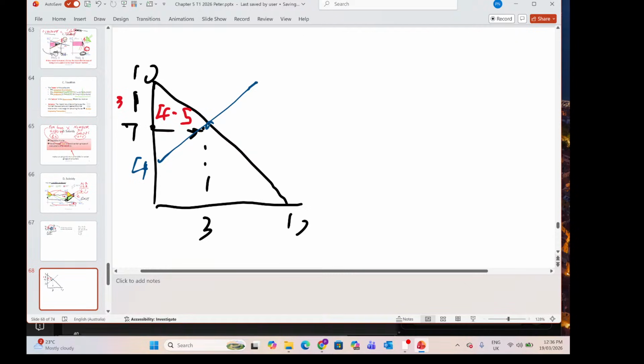The vertical distance is 3. So half of 3 is 1.5 times 3, 1.5, this is 4.5. So our total surplus before we have any subsidy at all is 9.